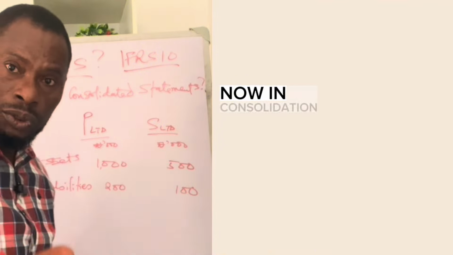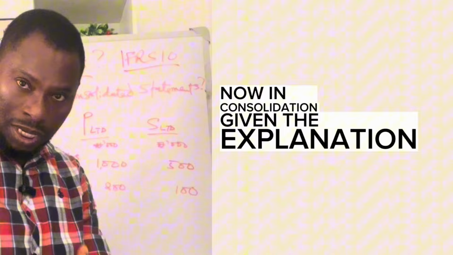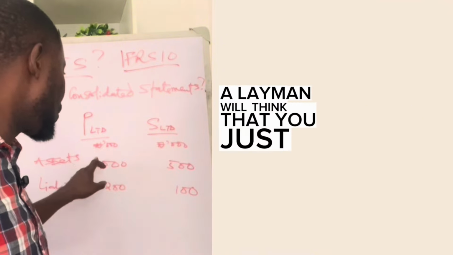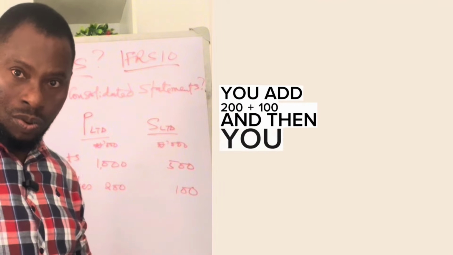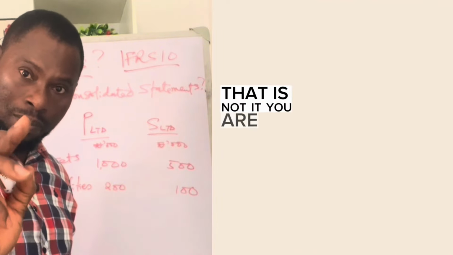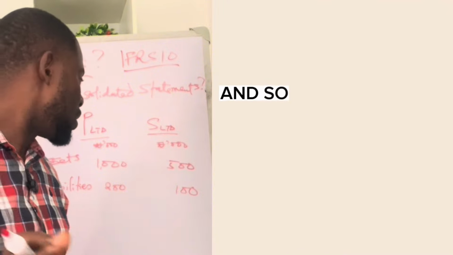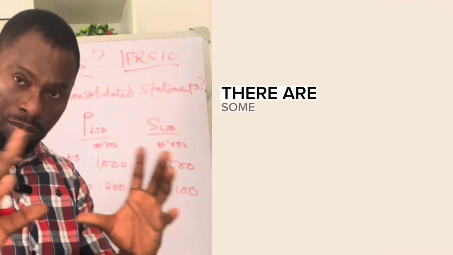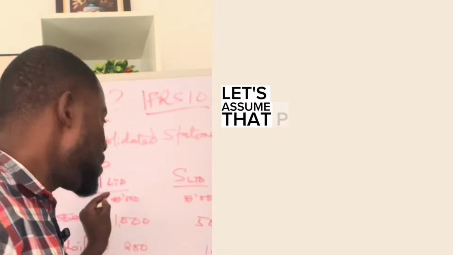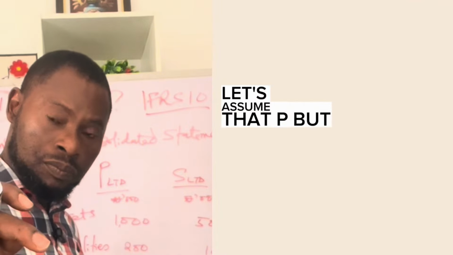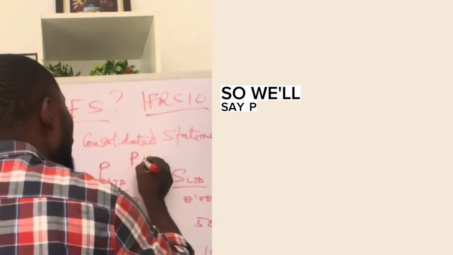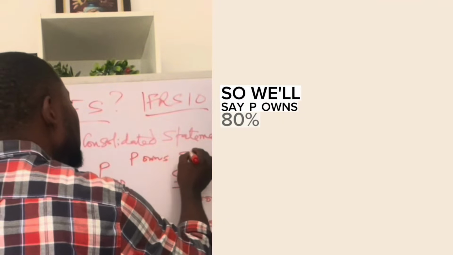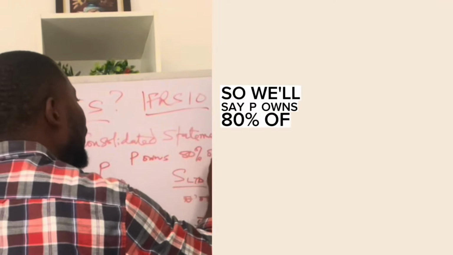Now, in consolidation, given the explanation I did, a layman will think that you just come and add 1,000 plus 500, you add 200 plus 100, and then you are done. That is not it. You are being trained to become a professional, and so you have to do some adjustments. Let's assume that P bought 80% of the ordinary shares of S. So we'll say P owns 80% of S, just to illustrate.